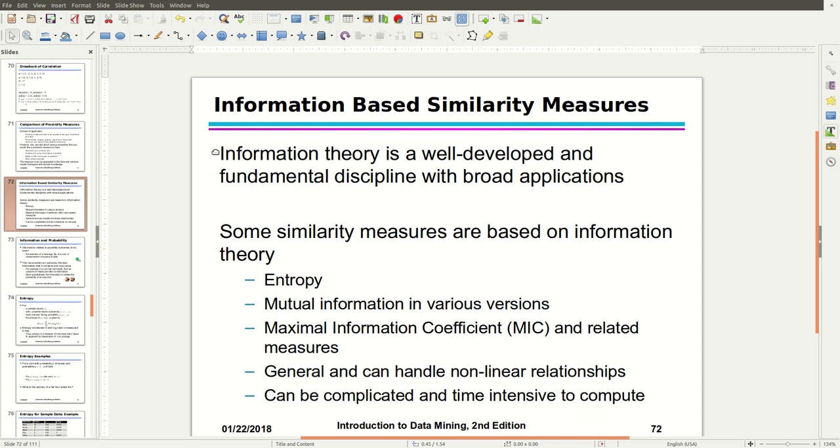We will not talk about maximal information coefficient, but that's also a new topic. This can be general and can handle non-linear relationships. The information-based similarity measures can be complicated and time-intensive to compute.